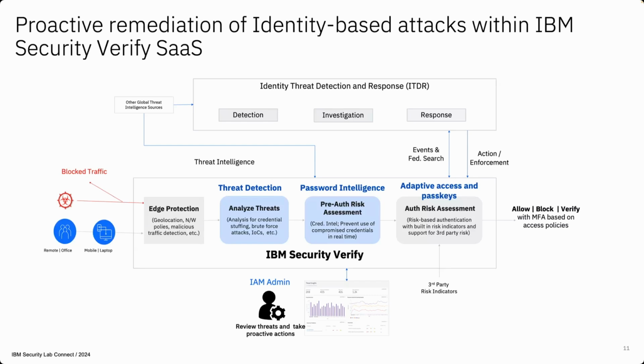And this happens before a user even attempts a first-factor login or types in a username and password. The second check that we do pre-authentication is when a user is actually typing in a username and password, we check to see if the user is using compromised credentials. And then the third aspect, which is adaptive access and passkeys, is once a user is authenticated, we start doing a user-specific risk score. And of course, we have the ability to mitigate this with passkeys, which is phishing-resistant authentication.